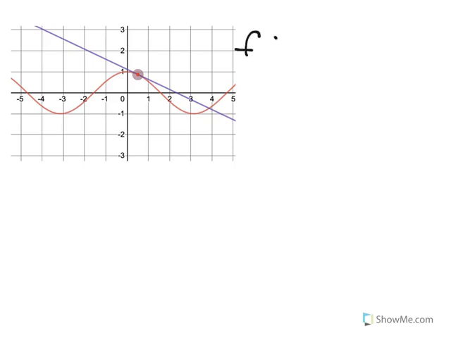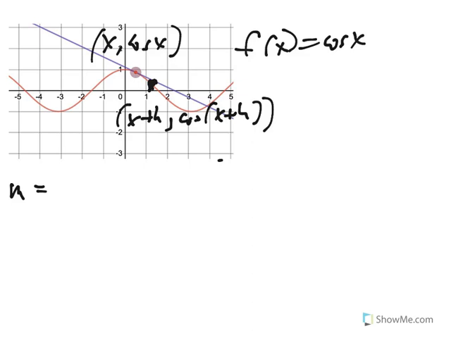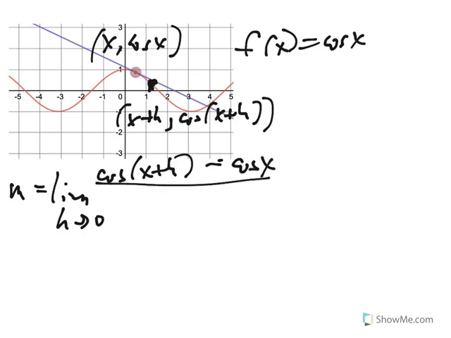Here we have a cosine curve. So if I take this point over here and call it x plus h comma cosine x plus h, and this point here is x comma cosine x. Now the slope is going to be the limit as h goes to 0 of cosine x plus h minus cosine x over x plus h minus x. That always happens with the x's canceling out.